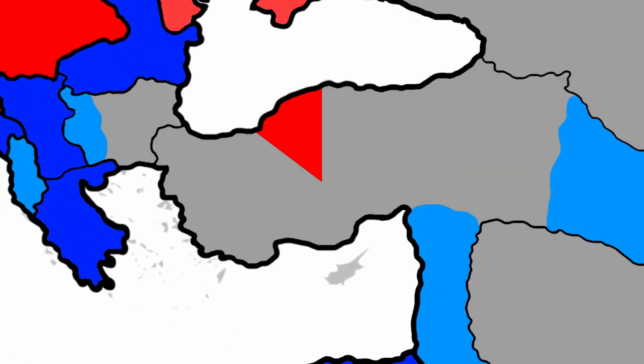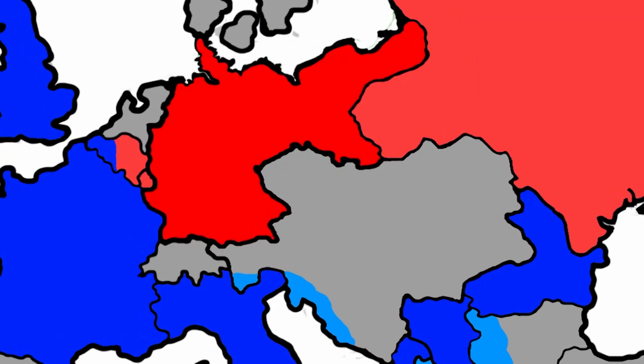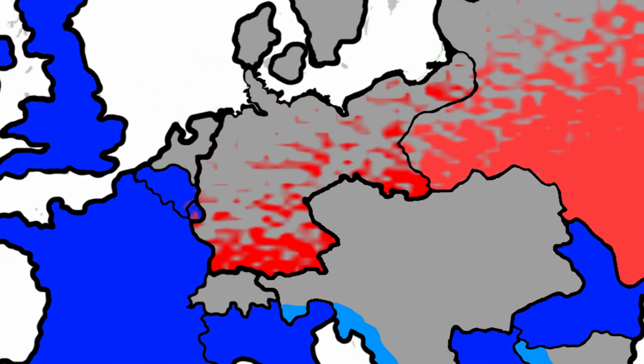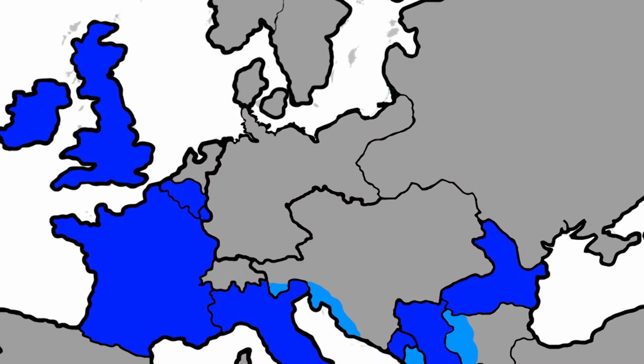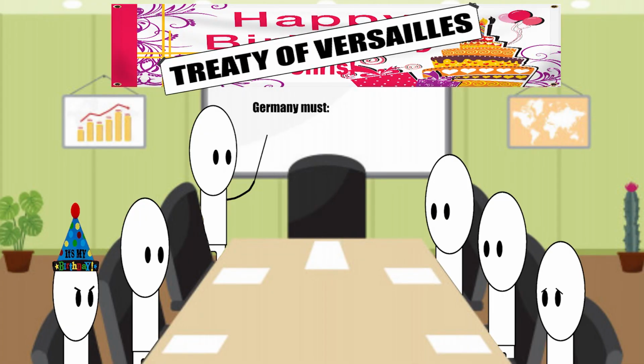Bulgaria fell first, then the Ottoman Empire, then Austria-Hungary, and finally, on the 11th hour, the 11th day of the 11th month, 1918, Germany called for an armistice, putting an end to the Great War. At the Treaty of Versailles, Germany was forced to reduce its military, accept war guilt, and pay a huge amount of debt. After the loss of many lives and indescribable suffering, the world hoped that this would actually be the war to end all wars. Unfortunately, that wasn't the case.